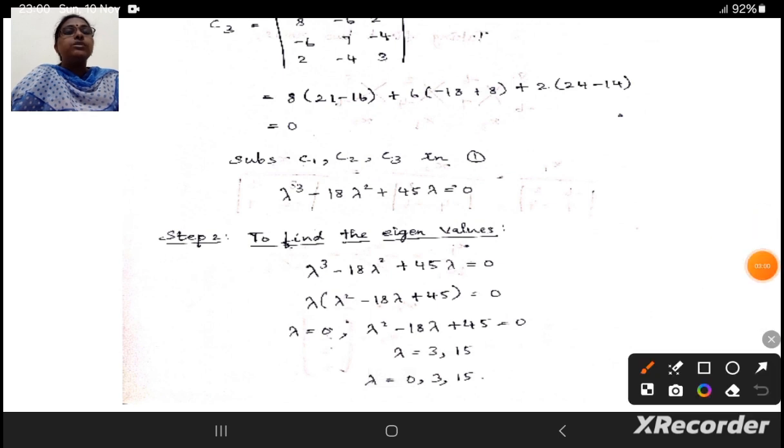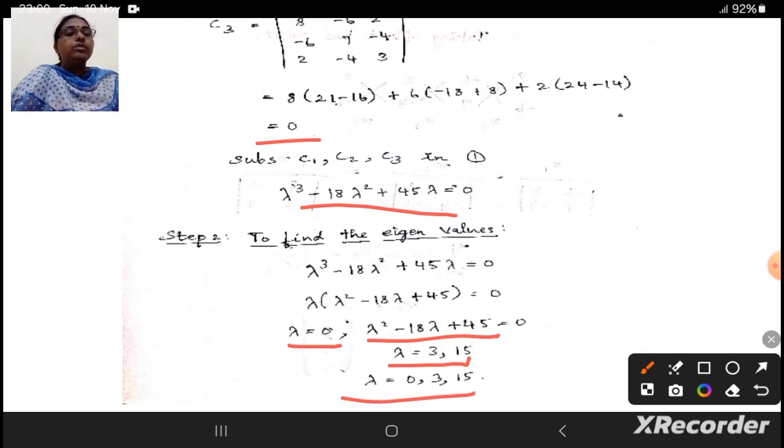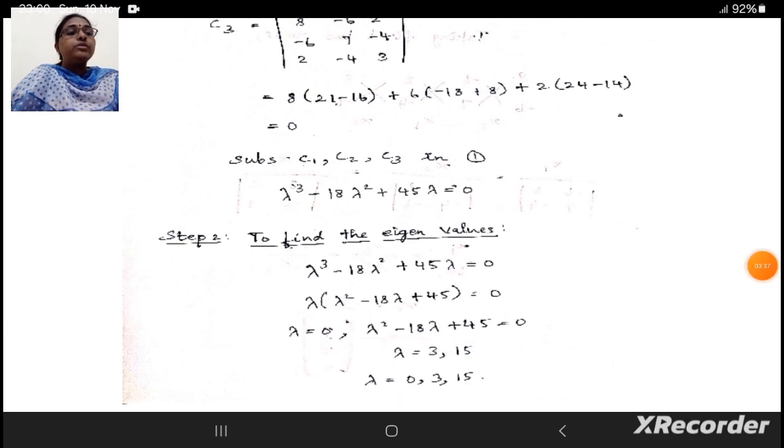Substituting c1, c2, c3 in the equation, c3 is equal to 0. So we get lambda cube minus 18 lambda square plus 45 lambda equal to 0. Taking lambda common, we get one value directly, lambda equal to 0. The other factor is a quadratic equation, from which we get the roots 3 and 15. So for this cubic equation, the lambda values are 0, 3, 15.